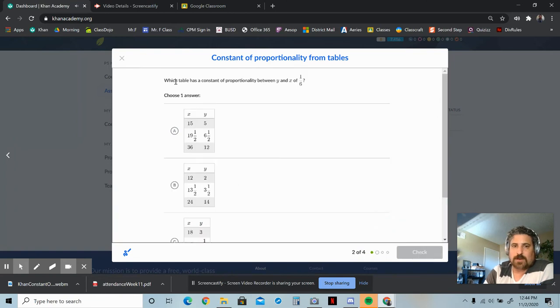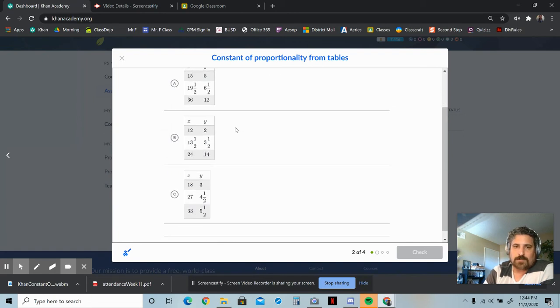Let's do the next one. Which table has a constant proportionality between y and x of 1/6? Okay, so this time you're looking for a ratio of 1/6. So you're looking at output of 1 and input of 6, so a y value of 1 and x value of 6.